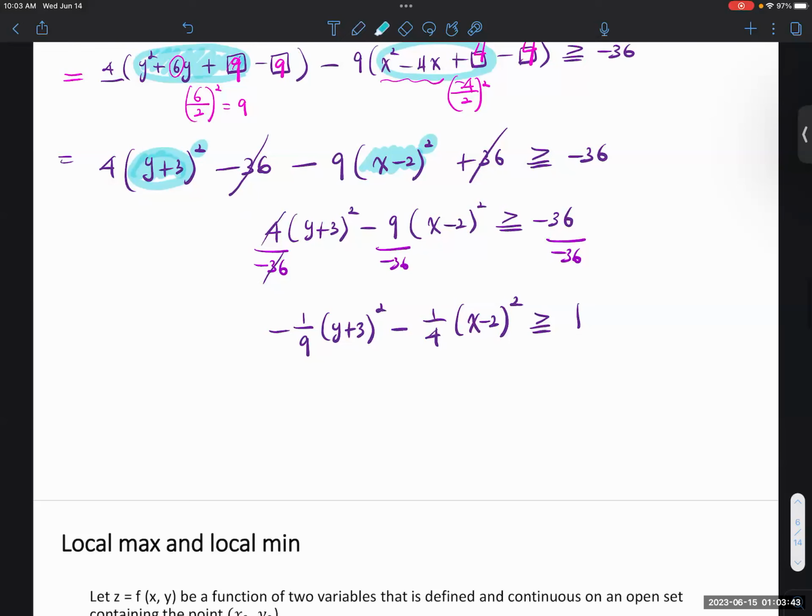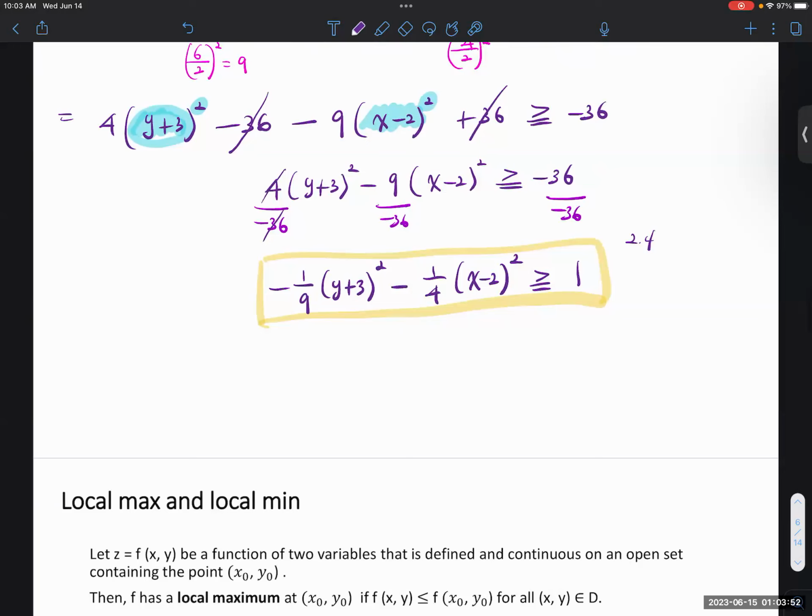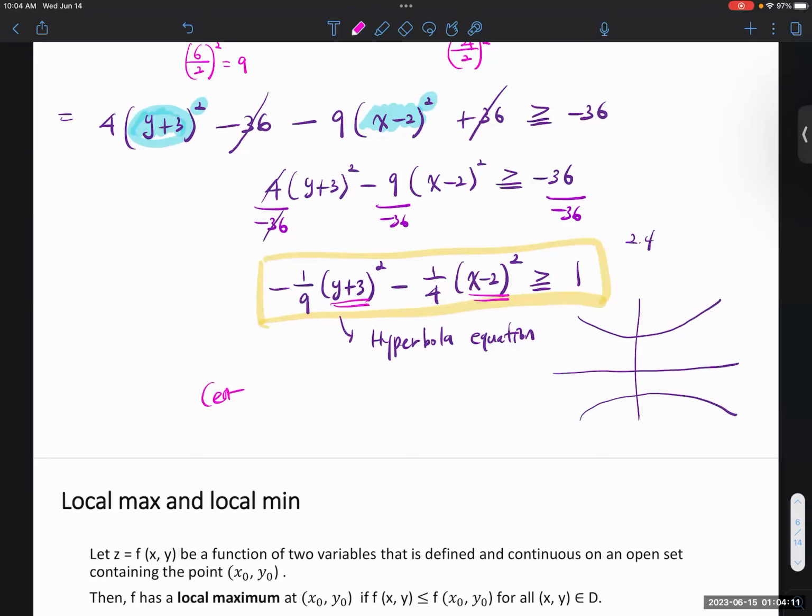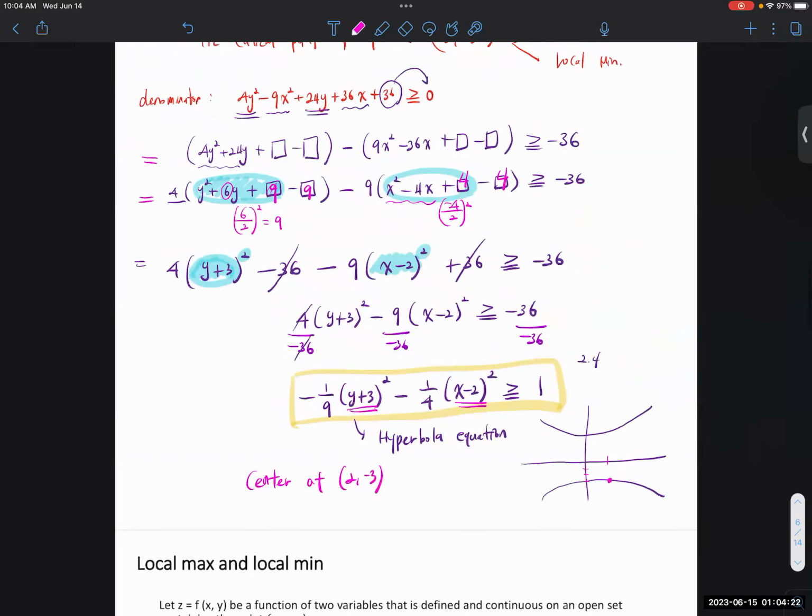If you remember this equation, go to 2.4. Among the many different types of functions we learned, this is actually a hyperbola equation. If you look at the equation, it's going to be something like that. Especially, the center is at 2 comma -3 exactly. Here, you're going to get the critical points, exactly what we found here.